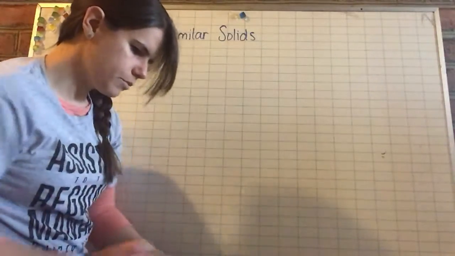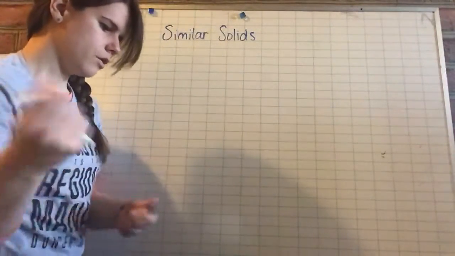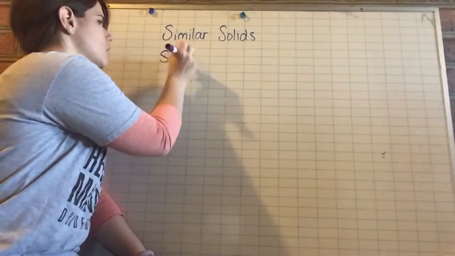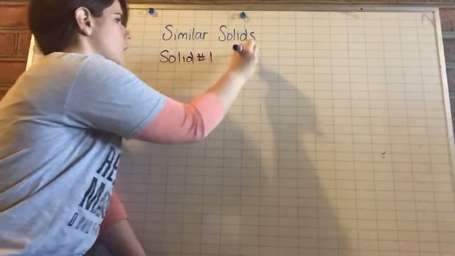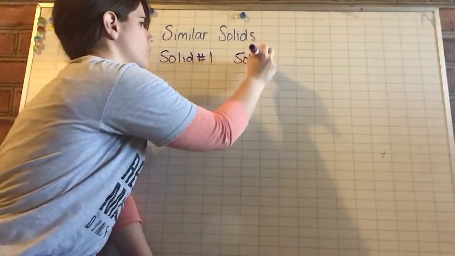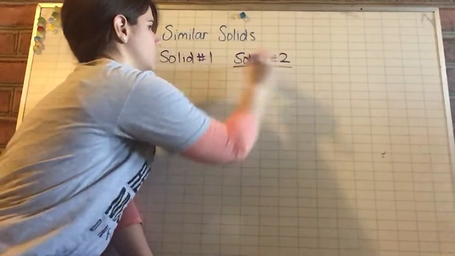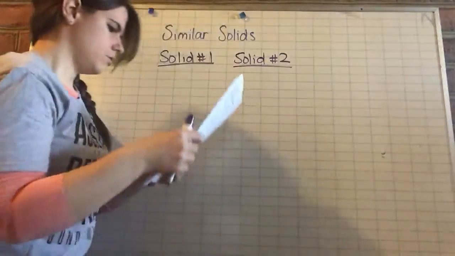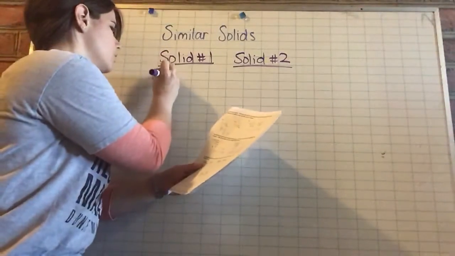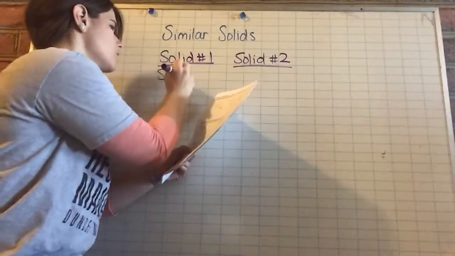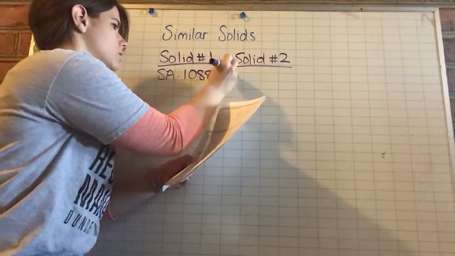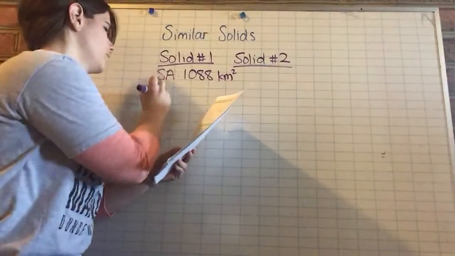All right, the next two problems are going to be very similar to each other. So I'm going to give you two solids. Again, no drawing involved. Okay, and so let me just do this. For the first solid, I have a surface area and a volume.